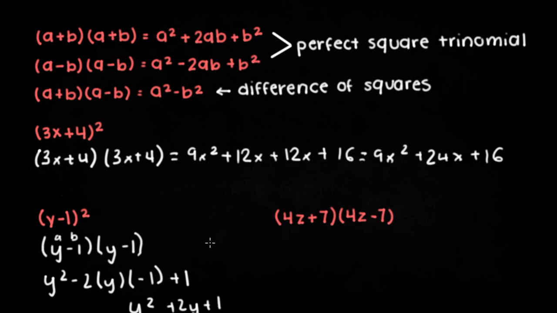Let's do the same for the next problem. (4z plus 7) times (4z minus 7). It says that it should be a squared minus b squared. So let's label 4z to be a and 7 to be b. It says that it should be 4z, that quantity squared, minus 7 squared. This would simplify to 16z squared minus 49 to be our final answer.